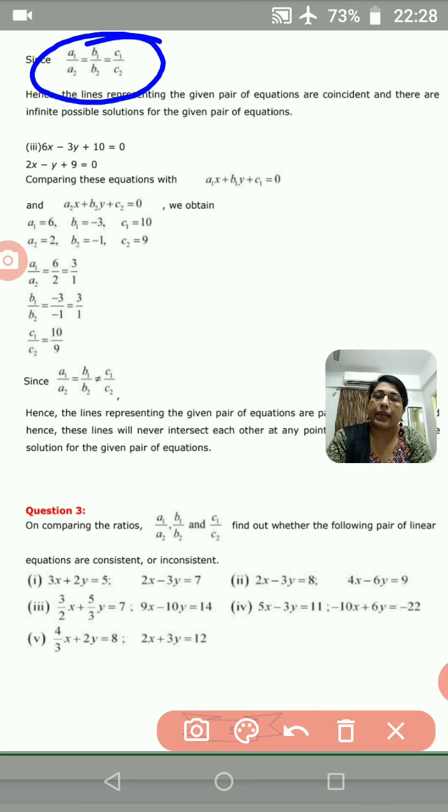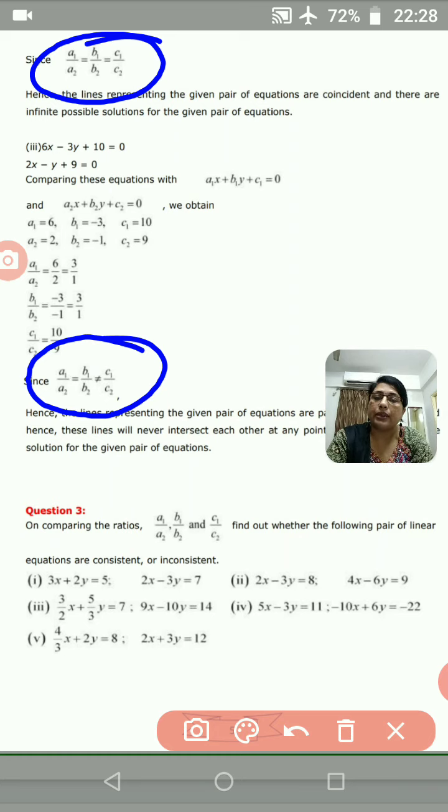In this third question also, A1 upon A2 is equal to B1 upon B2 but does not equal C1 upon C2. If I get it this way, then we can say that they are parallel lines, and also that no solutions are there, and we can say they are inconsistent. Now in question number 3, again we have to compare ratios, and here we have to say whether they are consistent or inconsistent.